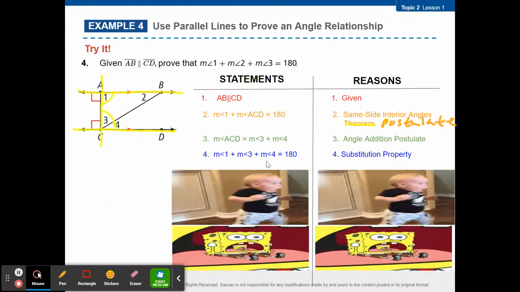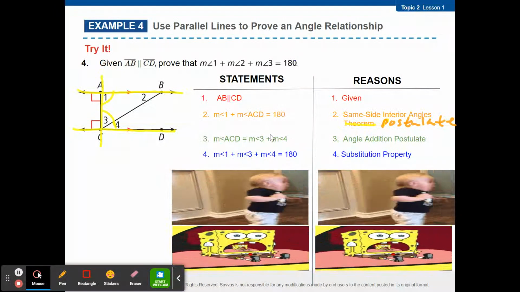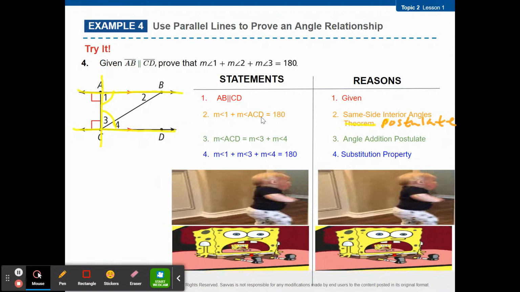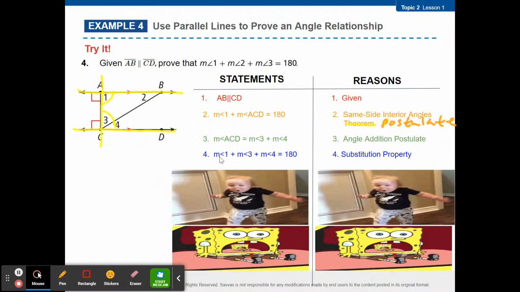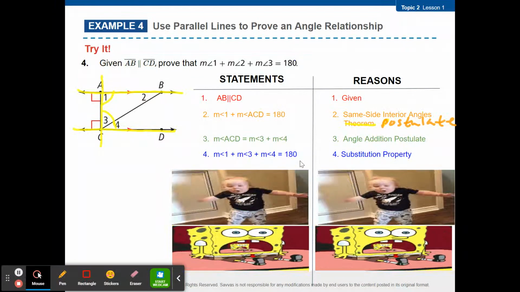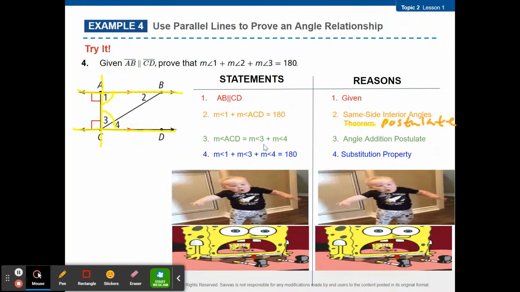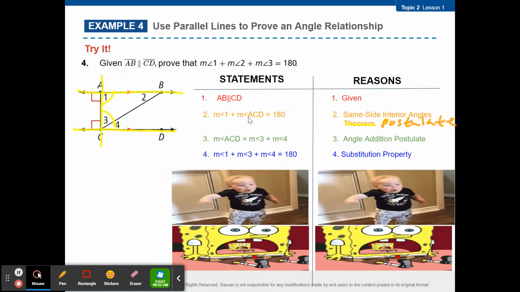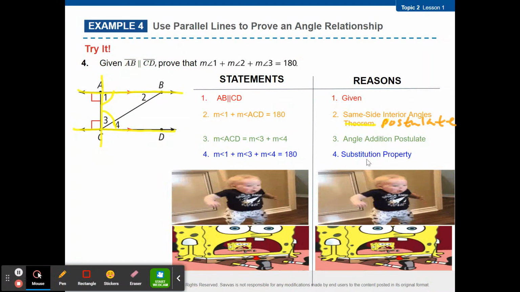Okay, so that's the angle addition postulate. And then what we're doing is we are taking the measure of angle 3 plus the measure of angle 4 and substituting it into the measure of ACD. So this gives us the measure of angle 1 plus the measure of angle 3 plus the measure of angle 4 equals 180 degrees. And that's through substitution. Do you guys see the difference between that and transitive property? See how I physically took this and put it inside this equation? That is straight substitution property. You cannot use transitive property here.